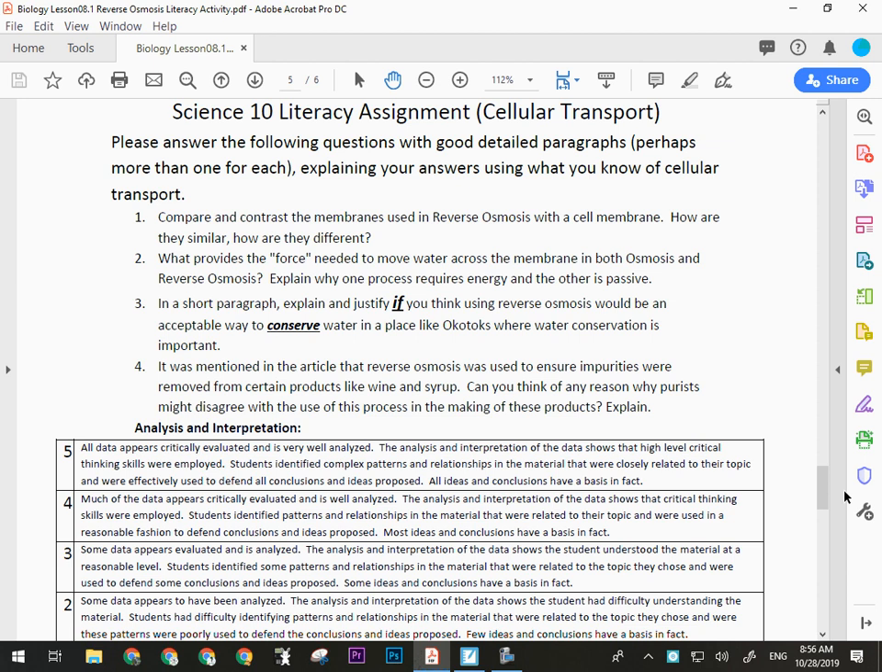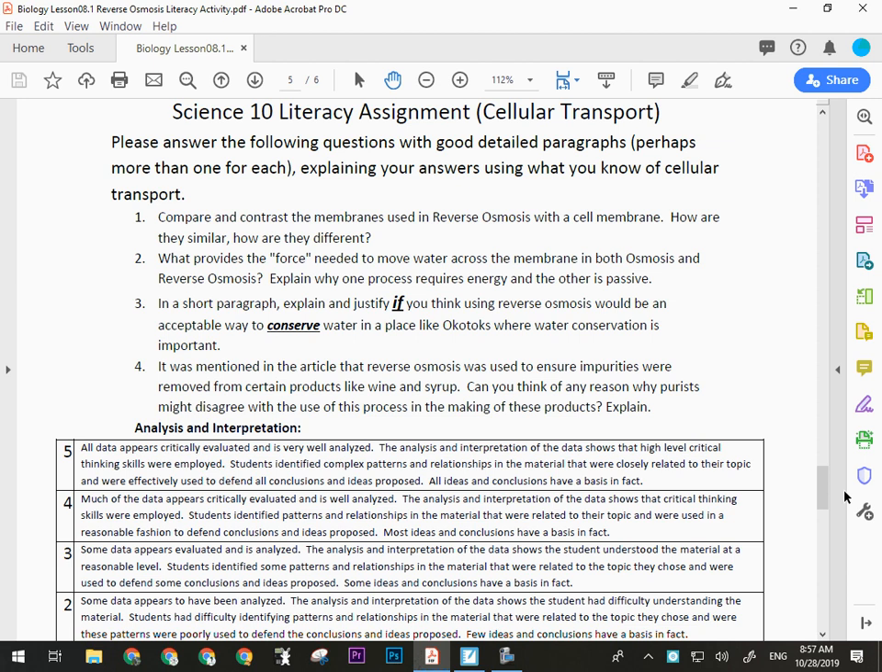All right, second question I need to look at. What provides the force needed to move water across the membrane in both osmosis and reverse osmosis? Well, in osmosis, what moves water across the membrane? Yeah, difference in salt concentrations, right? It always moves towards the salt. Probably something different in reverse osmosis. So I need to look at how reverse osmosis forces water across the membrane.